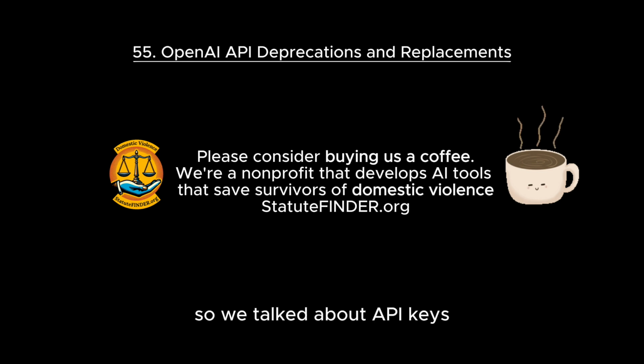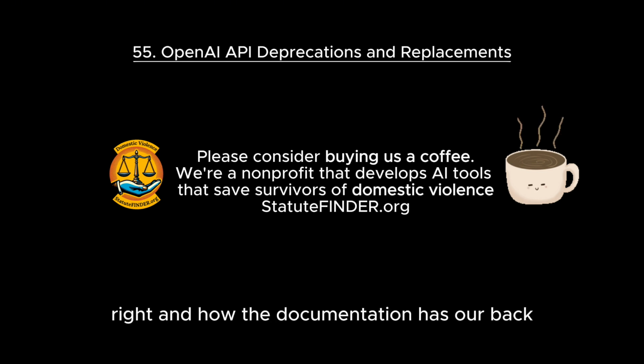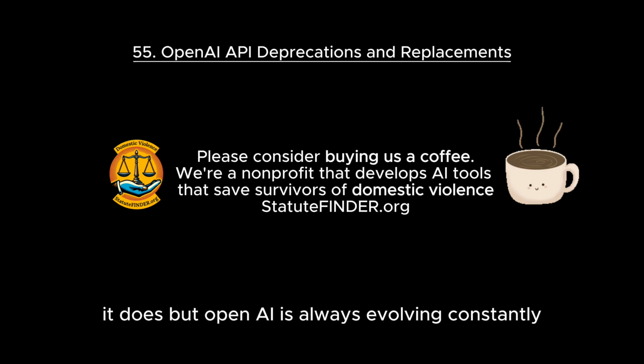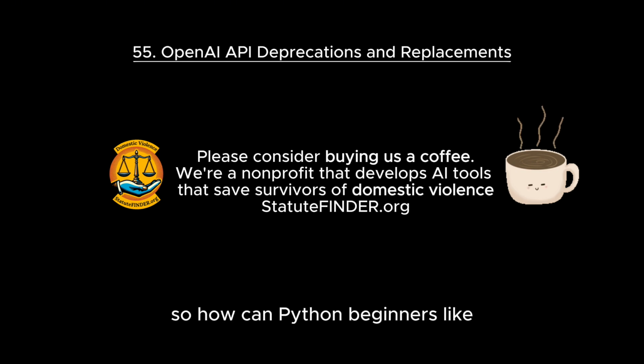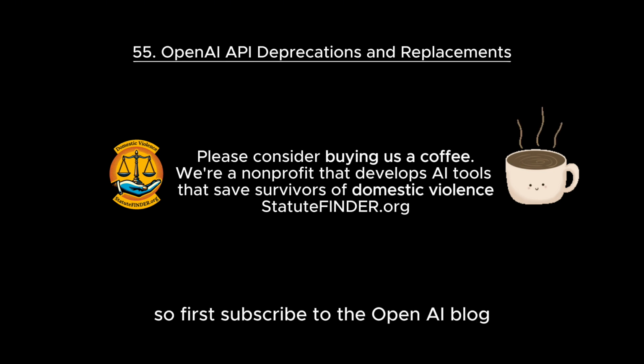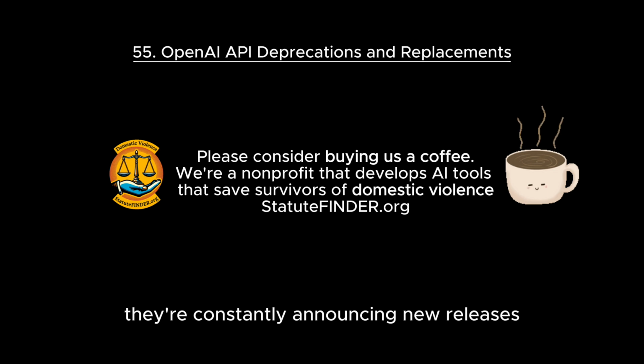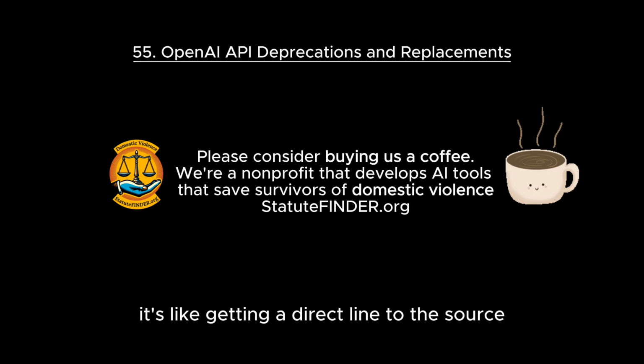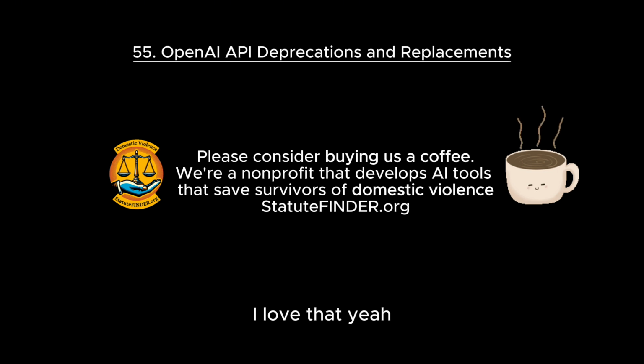So we've talked about API keys, we talked about error handling, and how the documentation has our back. It does. But OpenAI is always evolving. Constantly. So how can Python beginners stay up to date with the latest and greatest? So first, subscribe to the OpenAI blog and follow their social media. They're constantly announcing new releases, updates, and interesting use cases. It's like getting a direct line to the source. I love that. Anything else?